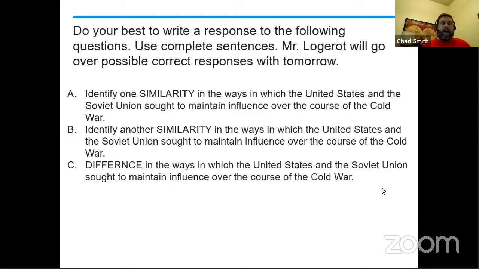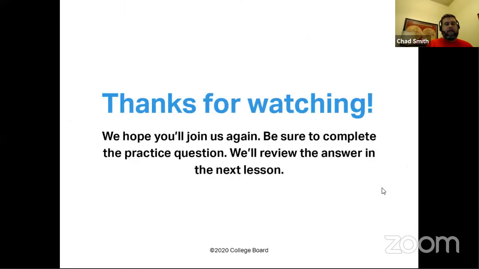B, identify another similarity in the ways in which the United States and the Soviet Union sought to maintain influence over the course of the Cold War. And C, identify one difference in the ways in which the United States and the Soviet Union sought to maintain influence over the Cold War. Find time before tomorrow's lesson to provide one response to each of the three questions, and Mr. Logereau will give you possible answers tomorrow.